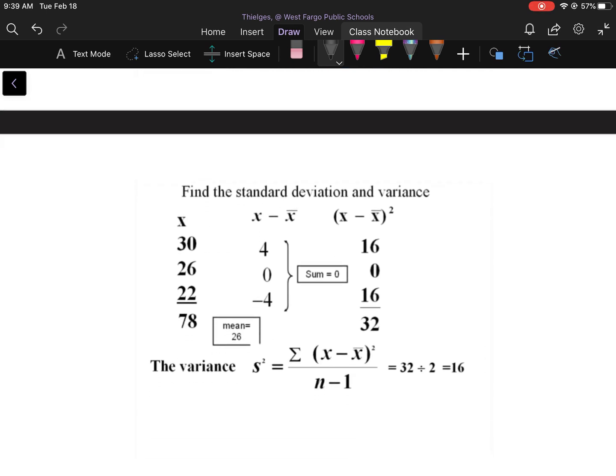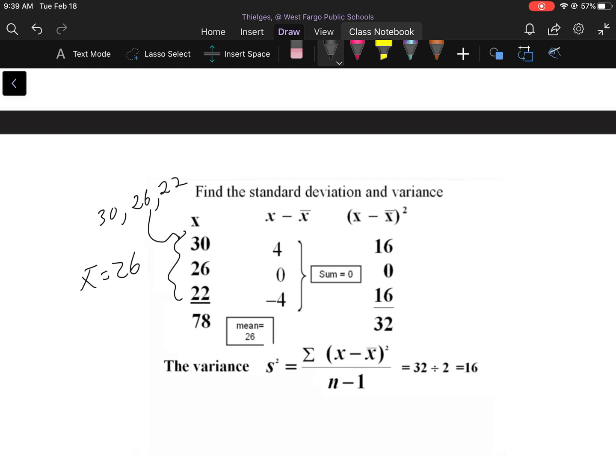Okay, here's another set. So this would mean if I had like 3 numbers, they were 30, 26, and 22. Those are my x values here. Get the mean of 26, and you can calculate that out. But here I subtract, I get 4, 0, and negative 4, right? 30 minus 26.